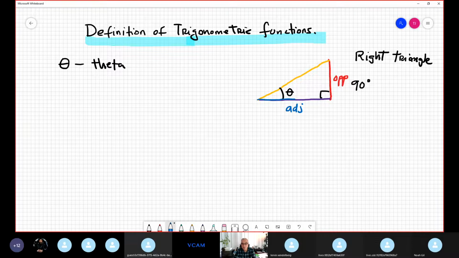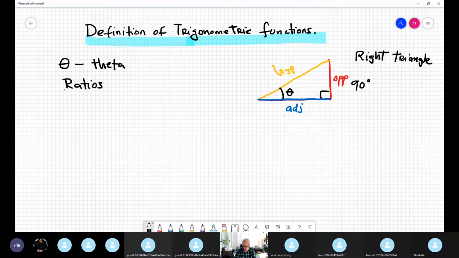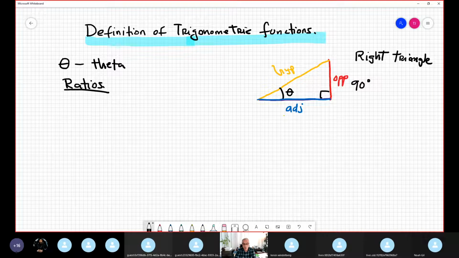Let me put it in blue color. Adjacent. And the yellow is the hypotenuse, HYP. So now we have six combinations to write the ratios between the sides, and each ratio receives a specific name. So far today, you need to associate the name and the ratio.